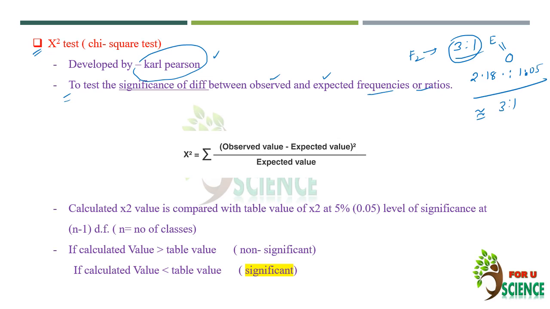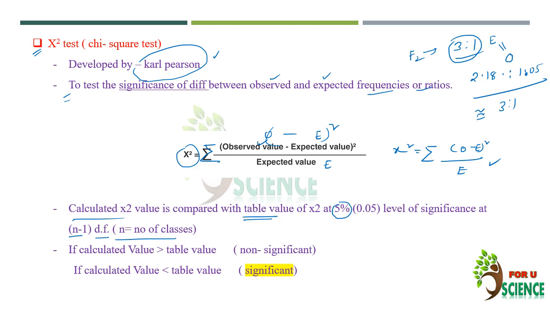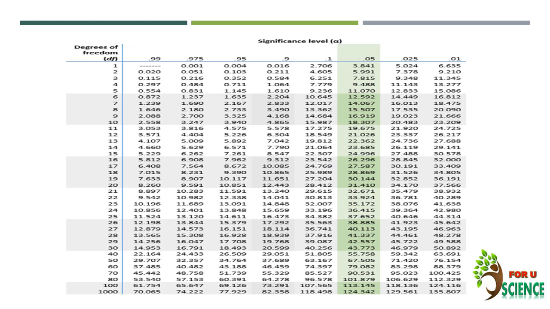The formula you should remember is: O is the observed value, so chi-square equals the summation of O minus E, the whole square, divided by E, the expected value. The calculated chi-square value is compared with the table value. We look up the table value of chi-square at the 5% level of significance at n minus 1 degrees of freedom, where n is the number of classes. In a monohybrid cross with the 3:1 ratio there are two classes, so the degrees of freedom will be 1, and we check the level of significance at 0.05, that is the 5% level of significance.